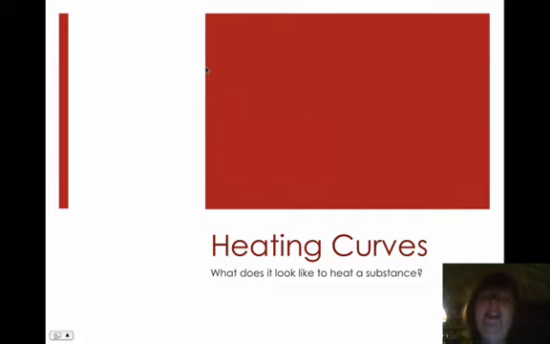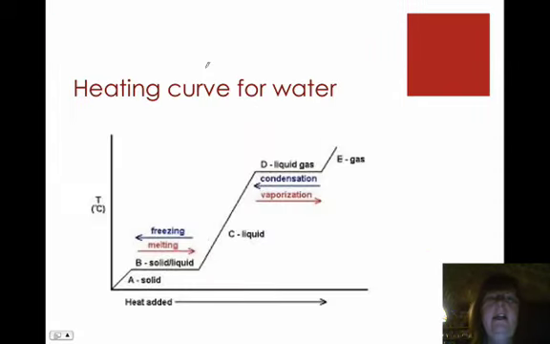Hi, this video is about heating curves. What really happens when we're heating a substance? Well, this is a heating curve for water, and most heating curves have this general shape. As we can see here, on the y-axis, we have our temperature in degrees Celsius, and along our x-axis, it's kind of like time as time goes by and our heat that's being added.